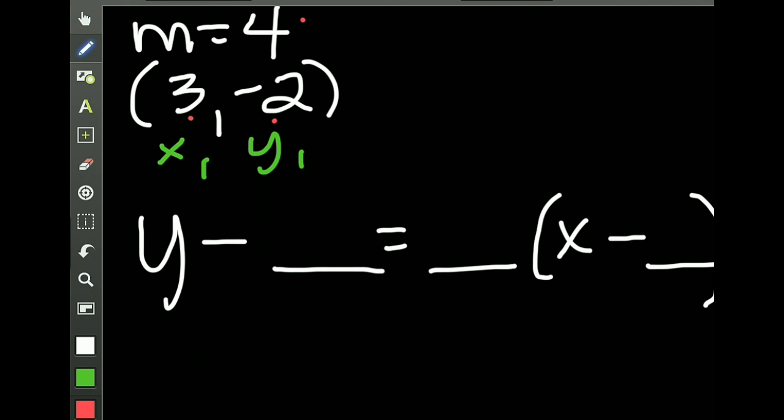Okay? So here's going to go our Y1, here's going to go our M, and here's going to go our X1. If you are asked to write an equation in point slope form, there is no math you have to do. It is fill in the blank.